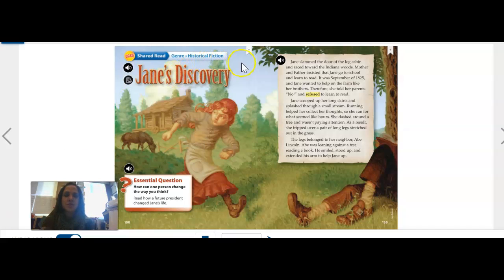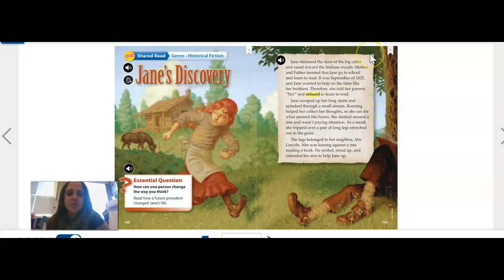Welcome to our historical fiction, Jane's Discovery. And our purpose today is to identify those features of this historical fiction. Jane's Discovery. I wonder what Jane is going to discover. Our essential question is, how can one person change the way you think? So maybe Jane's going to discover a person that will change the way she thinks. I wonder if that person will be our real person from history.